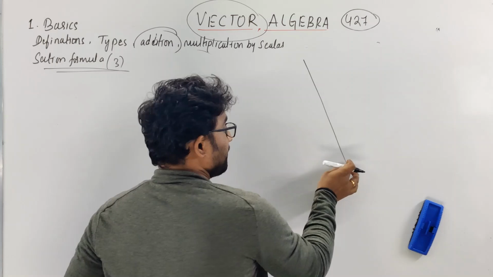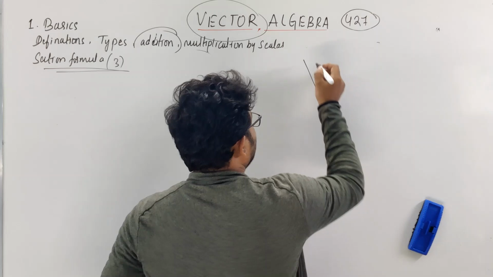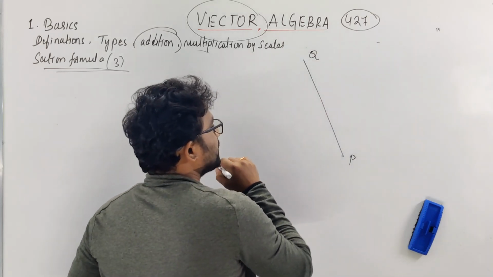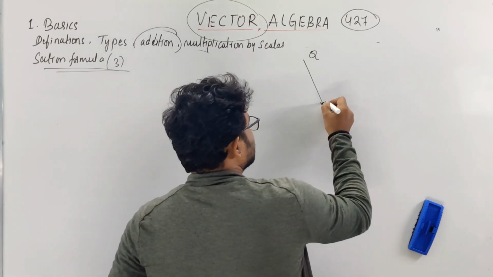Suppose this question can come for 3 marks. For example, you have point P and point Q, and these 2 points are divided by one more point, that is point R.